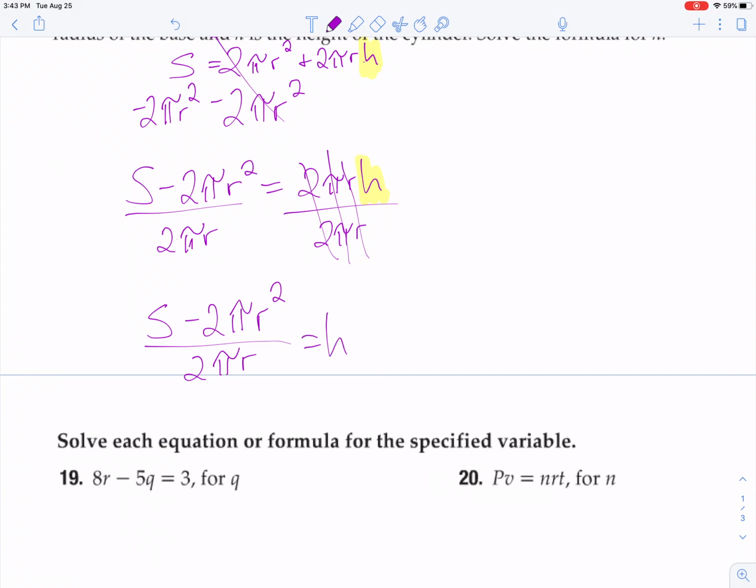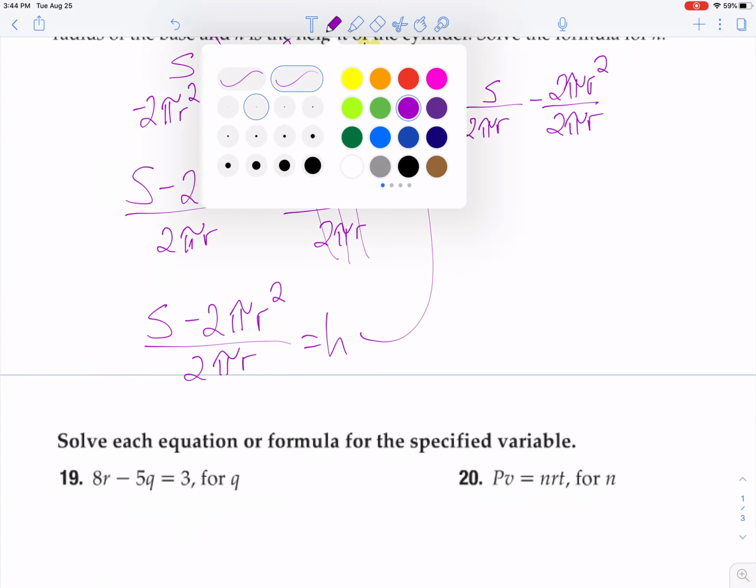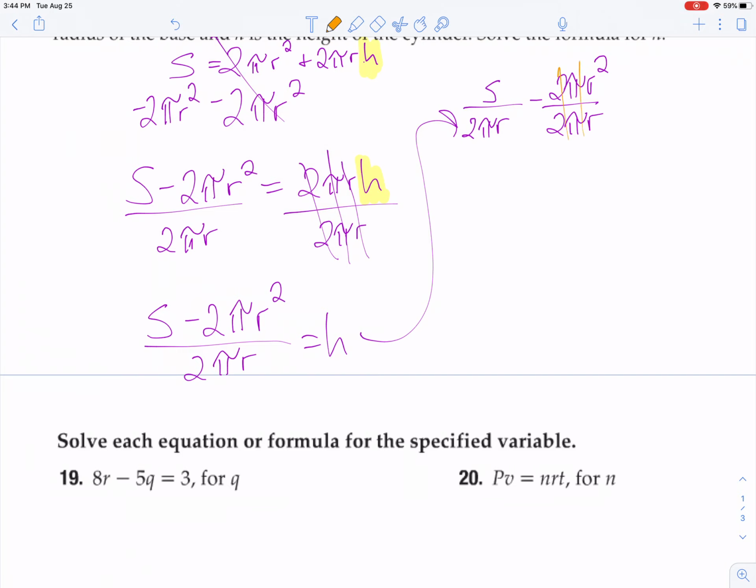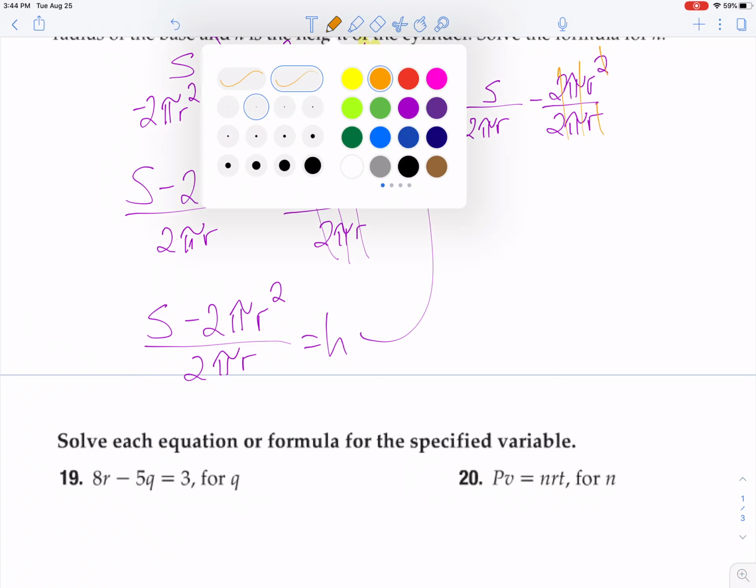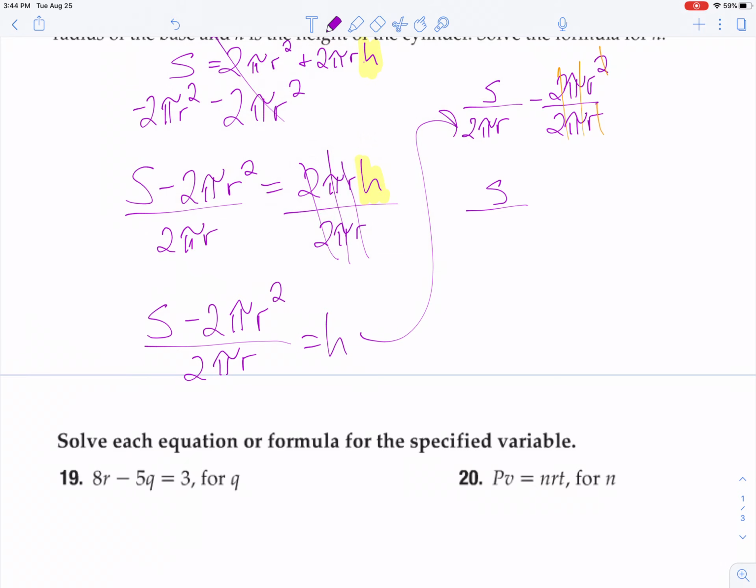Okay, you do have h by itself, but we can also still simplify this a little bit if I do s over 2 pi r minus 2 pi r squared over 2 pi r. Because what you'll see now is the 2's cancel, the pi's cancel, and one of the r's on top cancels. So what's left now is s over 2 pi r minus r is going to equal h. And that's the answer.